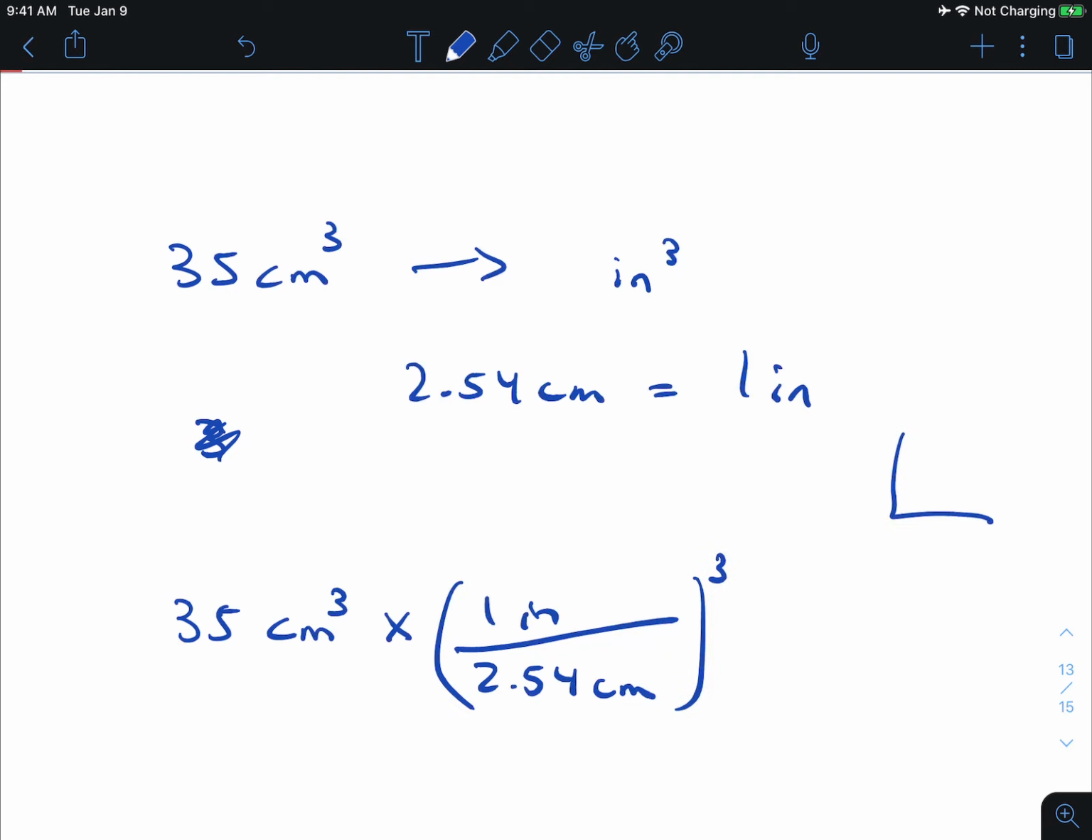Just imagine if you had a cube, you had to convert all 3 sides one at a time. So it's the same thing. You're doing it all in one step. That will give you cubic inches and cubic centimeters. These will cancel out by dimensional analysis. Your answer will be in cubic inches. So anytime you're dealing with squares and cubes, be careful when you do your dimensional analysis.